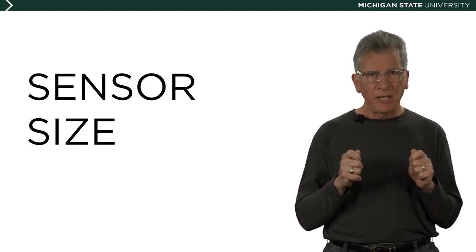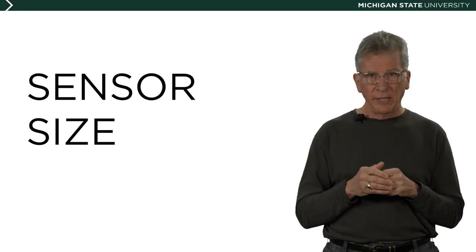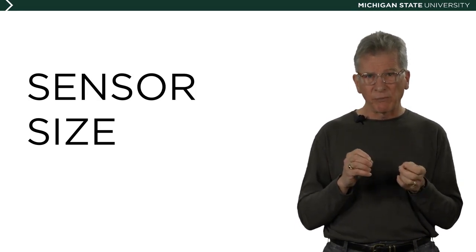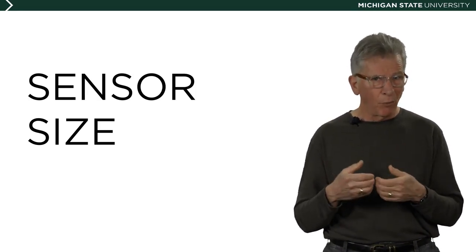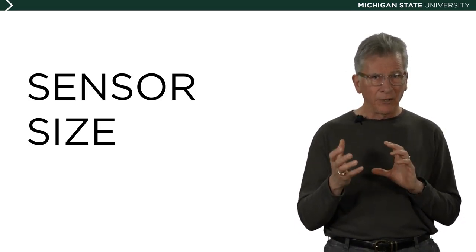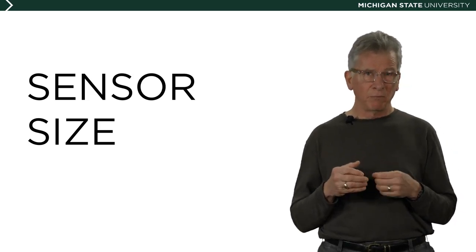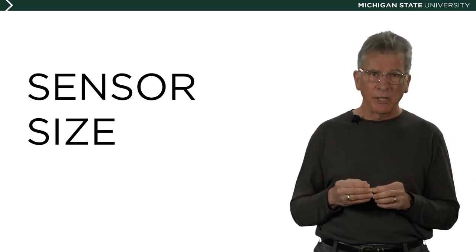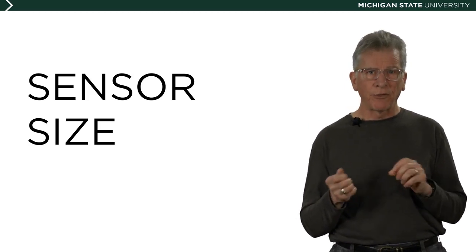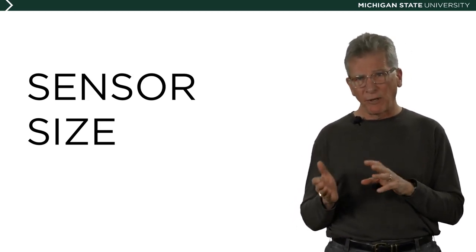An APS-C sensor is about 24 millimeters by 16 millimeters. It's a bit smaller than the full frame. And another commonly used sensor these days you'll find in many mirrorless cameras is what they call the 4/3 size. That's 17 millimeters by 13.